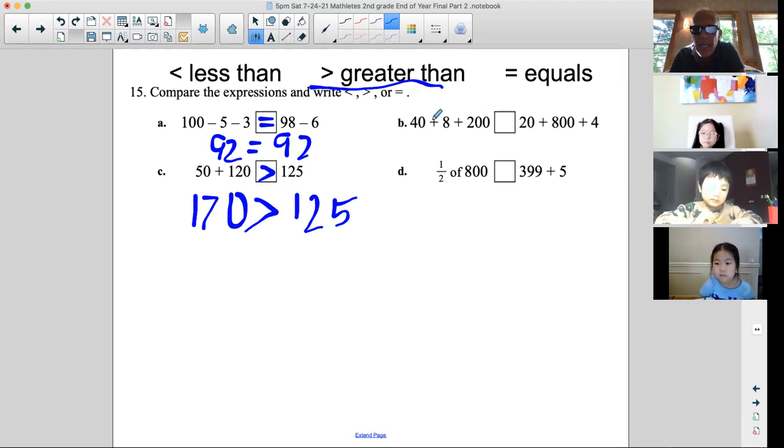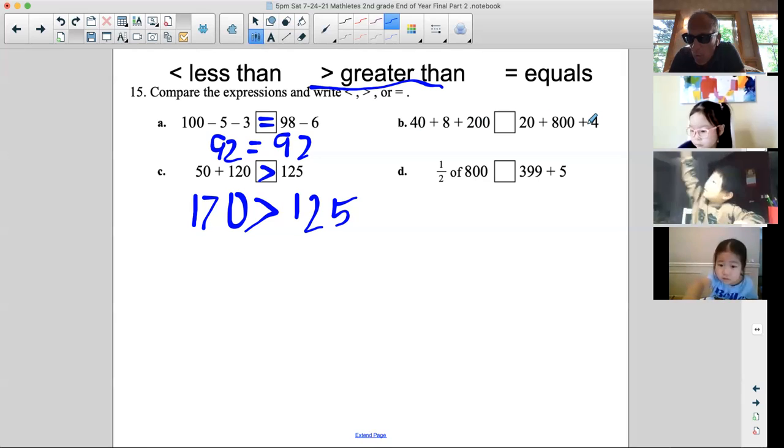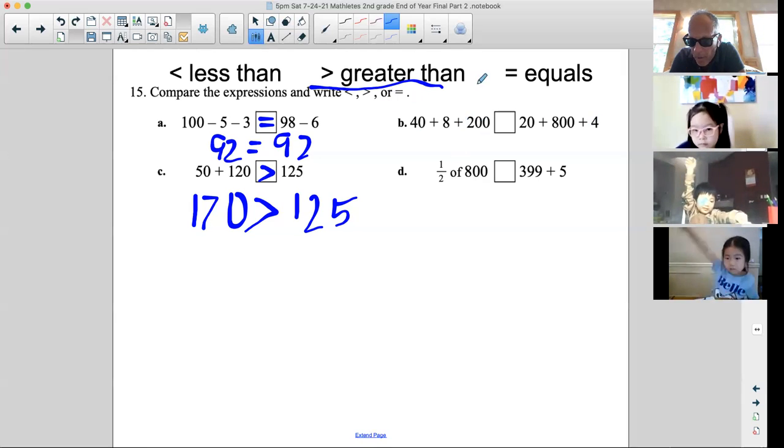Okay, excellent. Let's do the next one. 40 plus 8 plus 200 compared to 20 plus 800 plus 4. Which one is bigger? Is it the one on the left, the one on the right? Say it on 3. 1, 2, 3, go. Left.